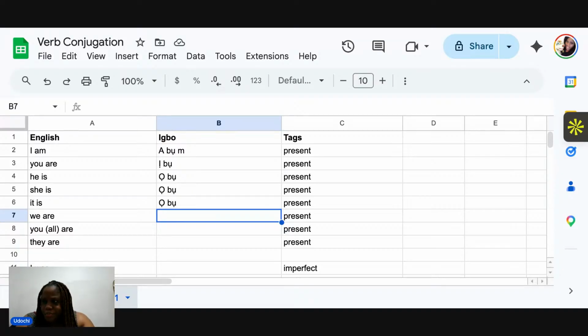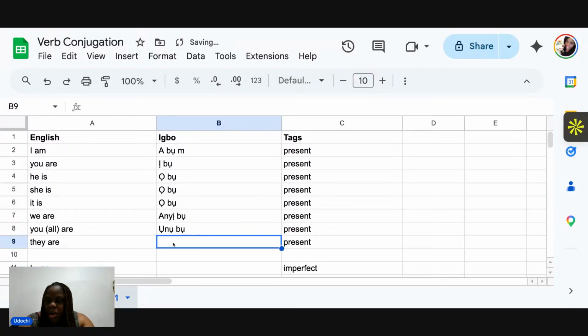But anyway, obu is what's used for he, she is. So we is anyi, bu. You all are, unu, bu. They are, ha, bu.